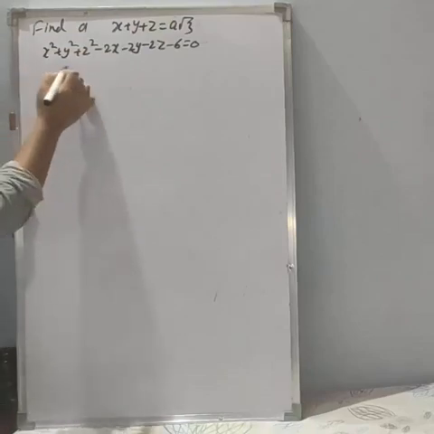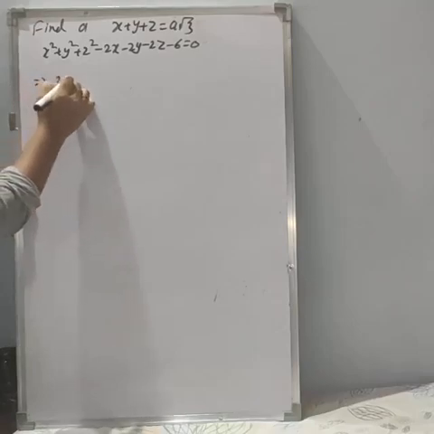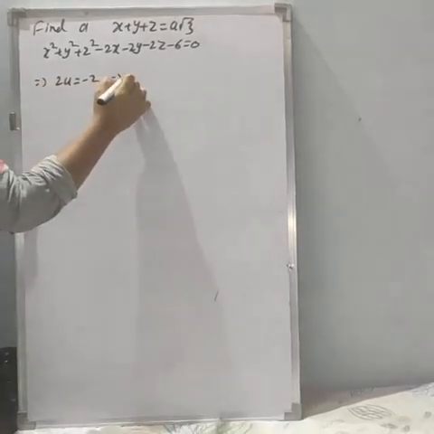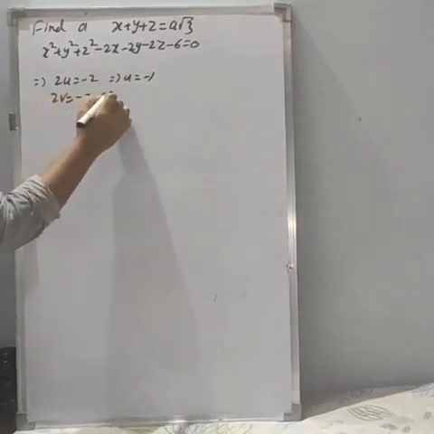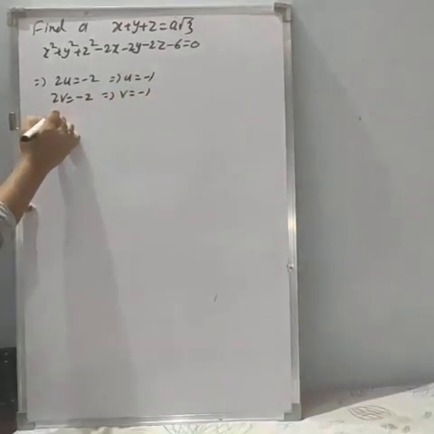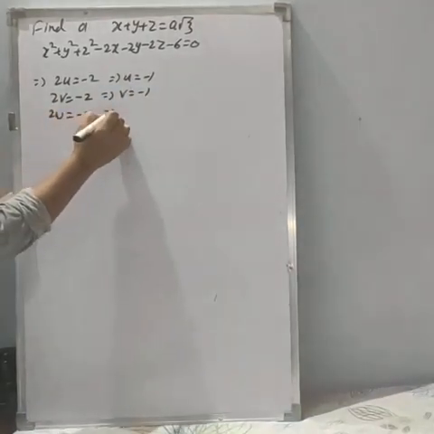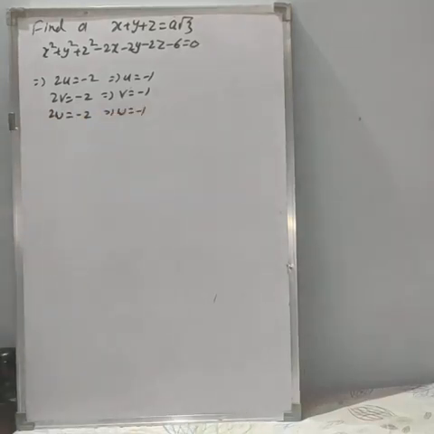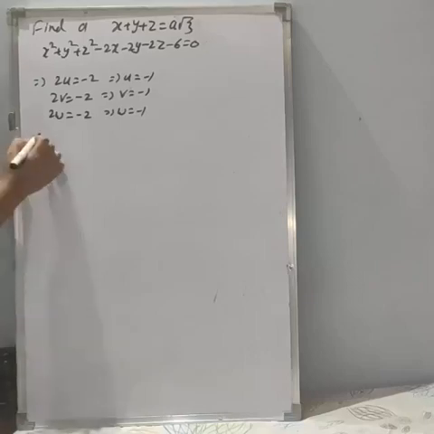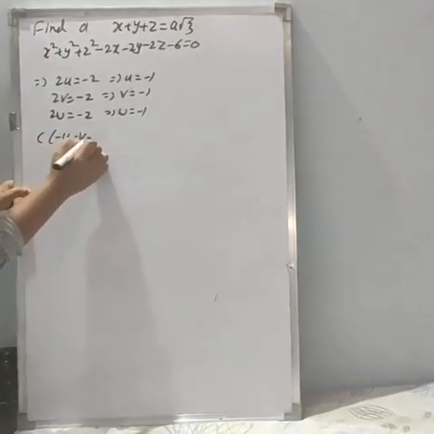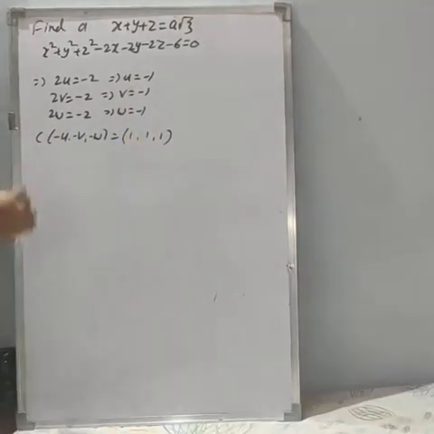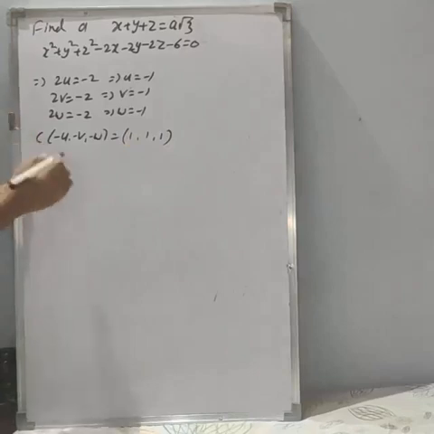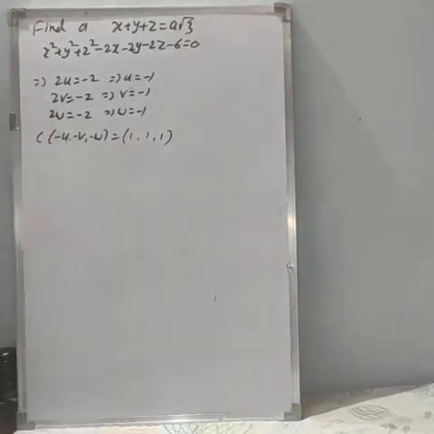So to find the center, you will get 2u is equal to minus 2, so u is equal to minus 1. 2v is equal to coefficient of y, that is minus 2, so v is equal to minus 1 again. 2w is equal to again minus 2, so w is equal to minus 1. So we are having the value of u, v, w, that is minus 1, minus 1, minus 1. So you will get center is minus u, minus v, minus w, which is, change the sign, 1, 1, 1. This is the center.